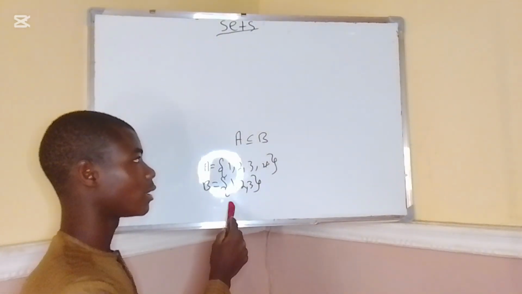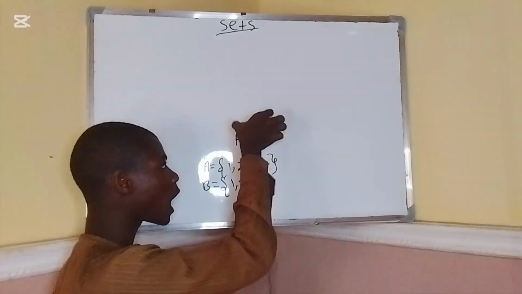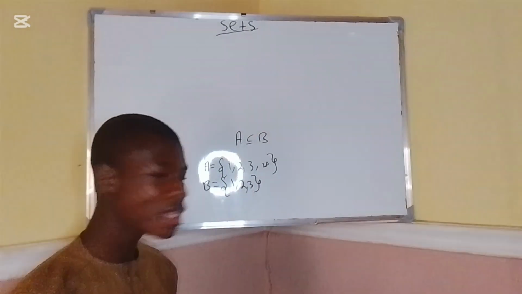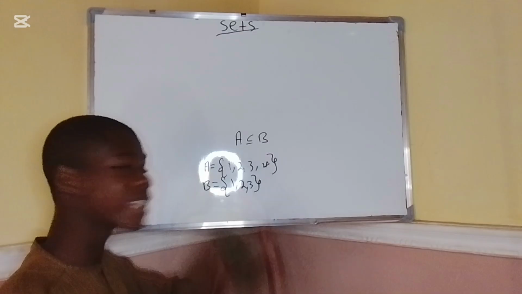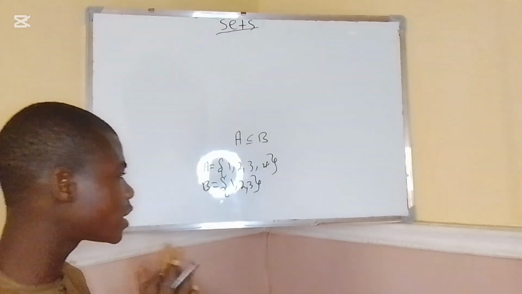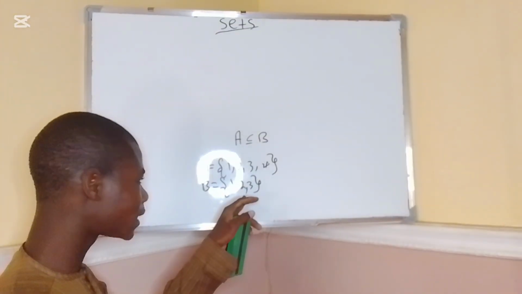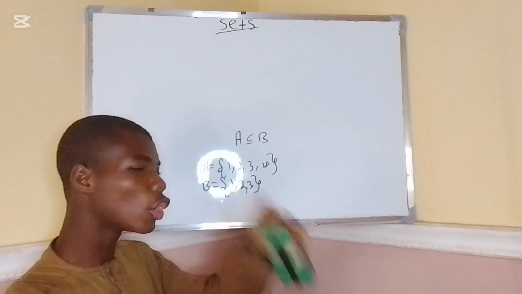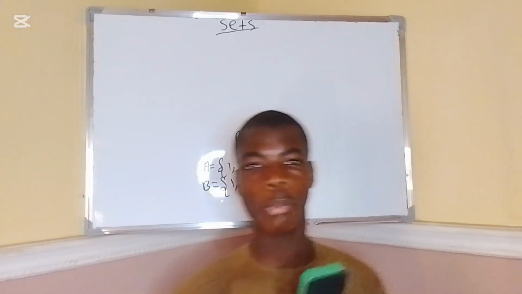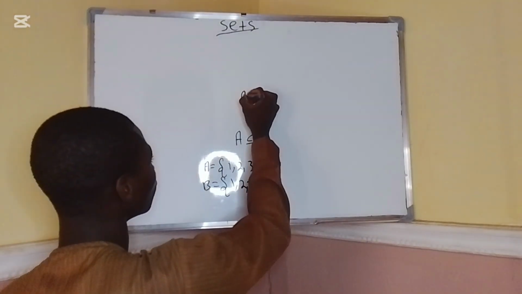As you can see, A is a subset of B if all the elements inside B are found in A. As you can see, 1 to 3 are found inside set A. So if all the elements inside B can be found inside A, this is what we call a subset. But if the elements in set B cannot be found in set A, this is what we call the proper set.